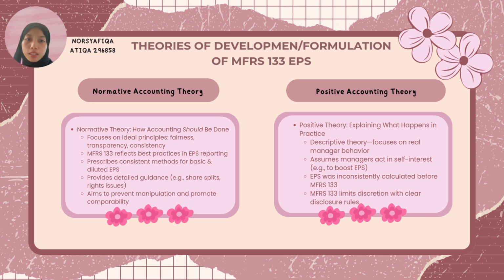It assumes that managers often act in their own self-interest, especially when things like their salary or job security depend on financial measures like EPS. Before MFRS 133, companies had a lot of flexibility in how they calculate EPS, which sometimes led to manipulation like selective trading of convertible instruments or share-based payment to make earnings look better.